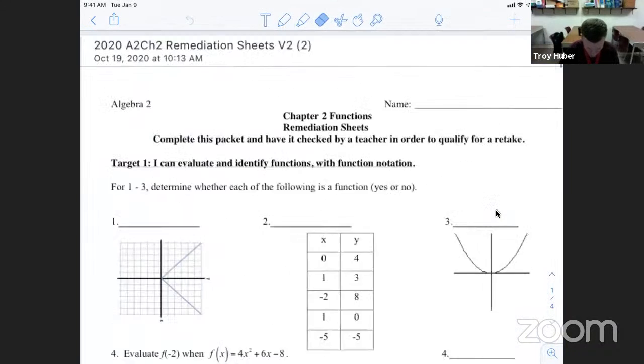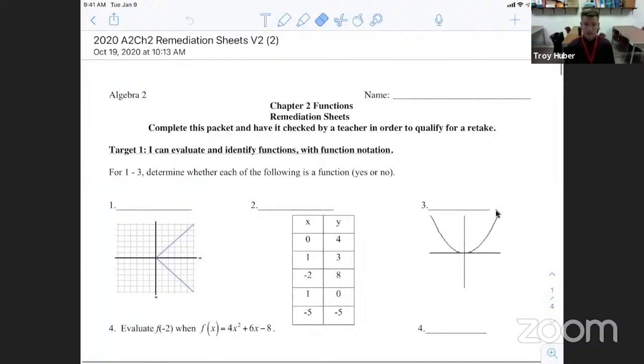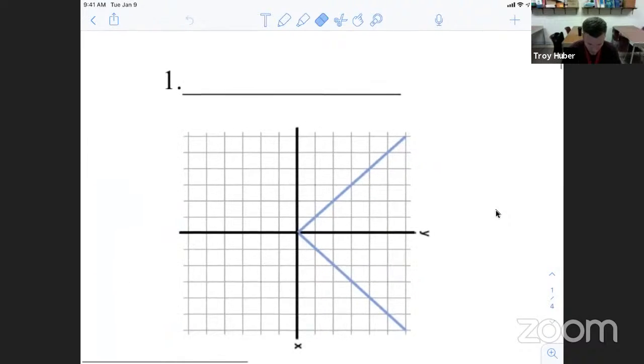Your test remediation sheet should hopefully look like this. We're just going to take time now to go through each one of these problems. So the first target is: I can evaluate and identify functions with function notation. This first one, we have a graph.